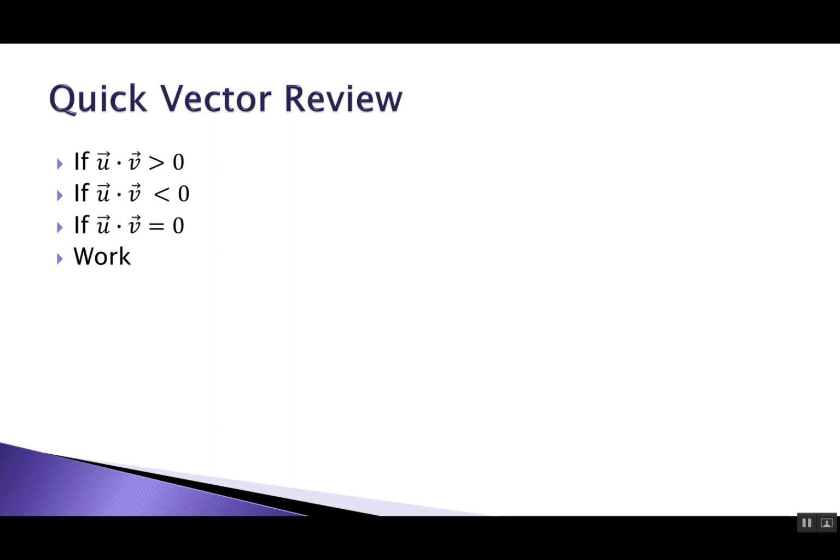All right. Before we actually get into the integral, let's get a really quick vector review. Recall, if you have two vectors dotted together, one way to think of that is the length of the first vector times the length of the second vector times the cosine of the angle between them. So if this is vector u and this is vector v, this angle right here would be the angle between them. And the length of a vector is positive.